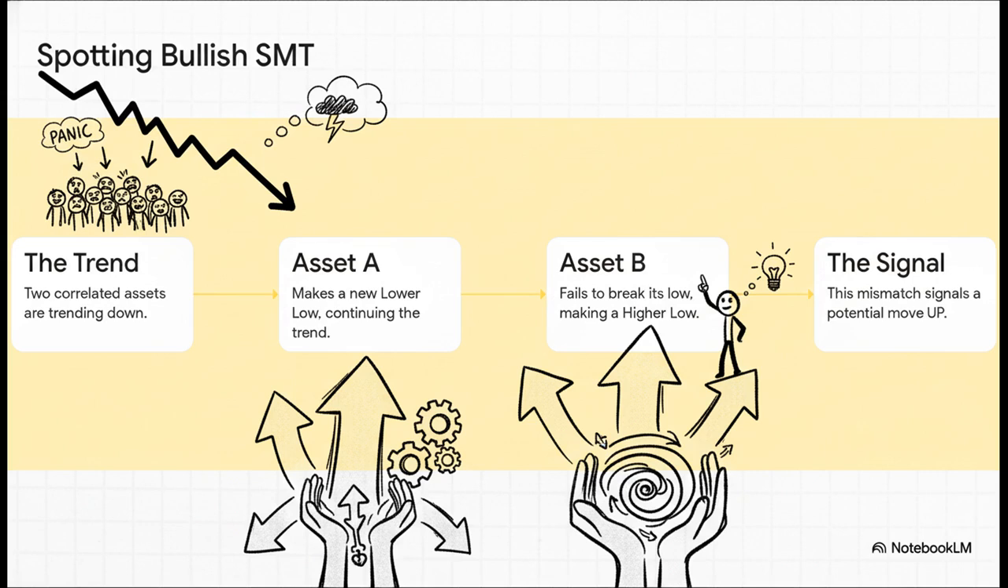It actually forms a higher low. And that's the tell. That refusal to follow through to the downside is a massive sign of underlying strength. It's a clue that smart money is probably down there quietly buying up all the shares from the panic seller.